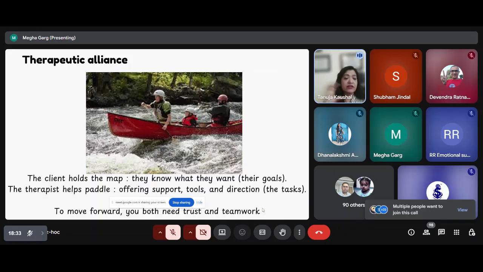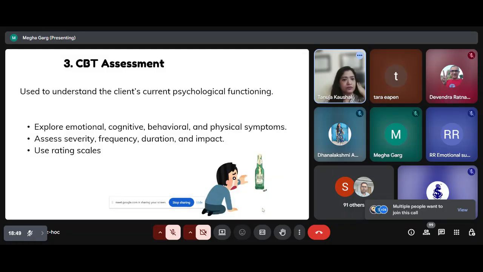And what is the difference between rapport and therapeutic alliance? I would say rapport is making the client feel relaxed and safe in the therapy room, and therapeutic alliance is working with the client. It's a working relationship, a collaborative effort. Okay, moving on. I hope we are on time.